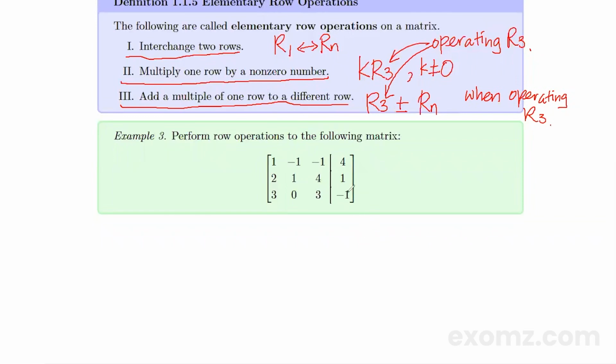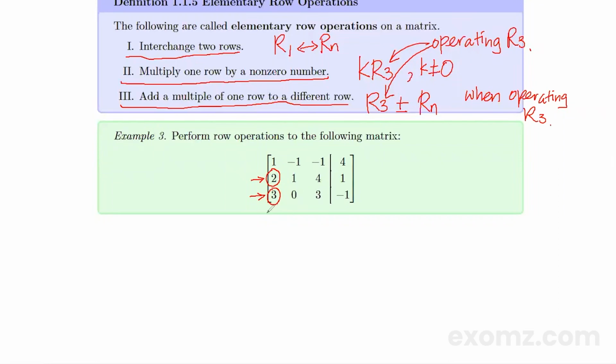All right, so after talking about the rules for elementary row operations, let's take a look at example 3. In example 3, we have to perform row operations on the following matrix. As we can see for this matrix right here, it has the first row as 1, -1, -1, 4. For the second row and third row, it has 2 and 3 as the first term.